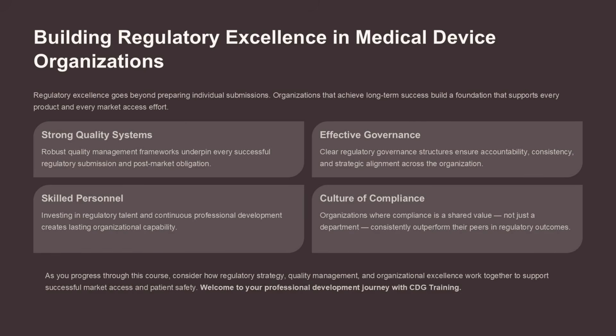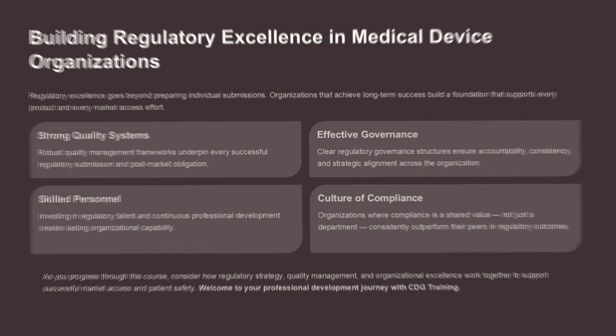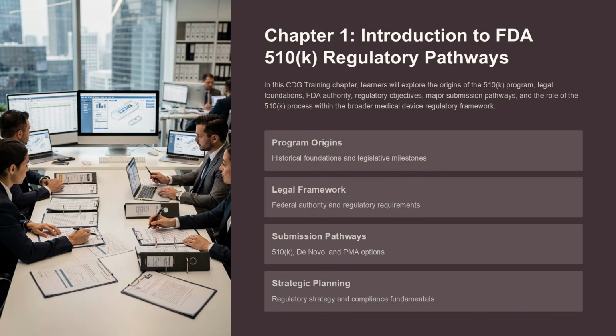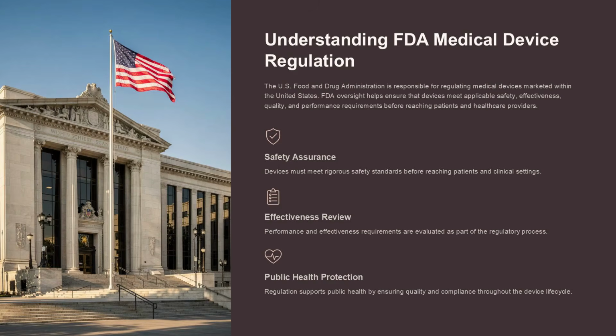Achieving regulatory excellence involves strong quality systems, effective governance, skilled personnel, and a culture of compliance. This foundation supports every project and market access effort. In this chapter, we explore the origins and pathways of the FDA 510(k) process, focusing on its legal framework and strategic planning. The FDA ensures that medical devices in the U.S. meet safety and effectiveness standards before reaching patients and healthcare providers.